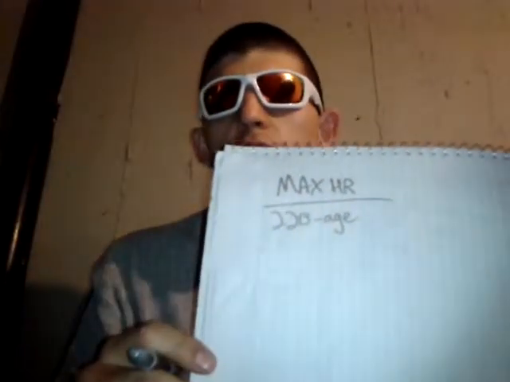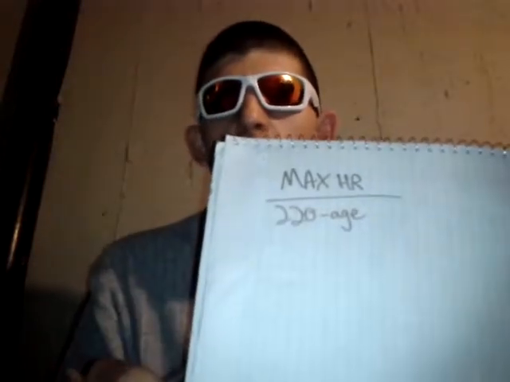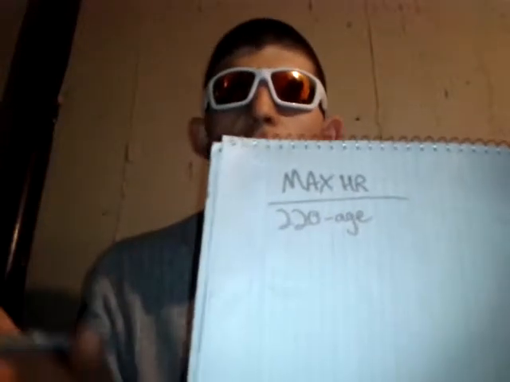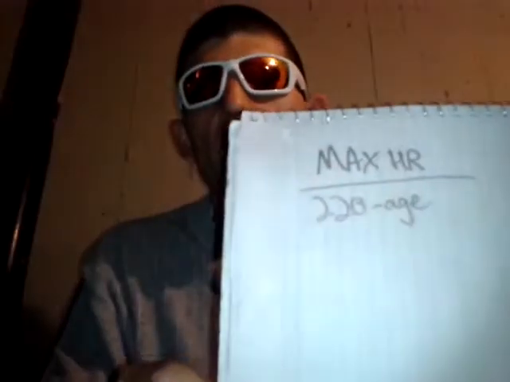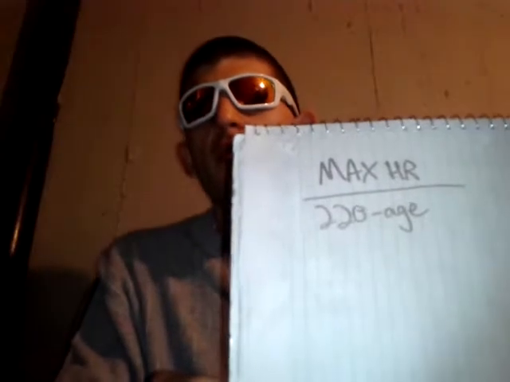220 is just a general number. It's just the standard. The number didn't come from anywhere. That's just the number that's used for all people, male, female, whether you're 10 years old or 100 years old. So that equation again is 220 minus your age, and that answer will be your max heart rate. So I'm 23. So my max heart rate is 197.